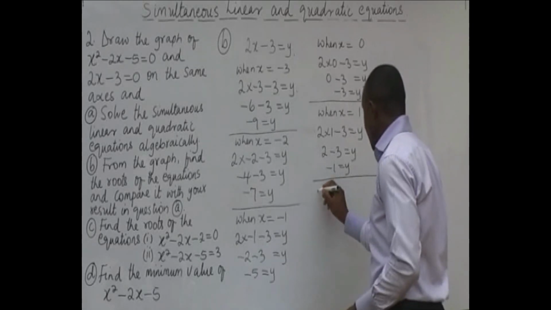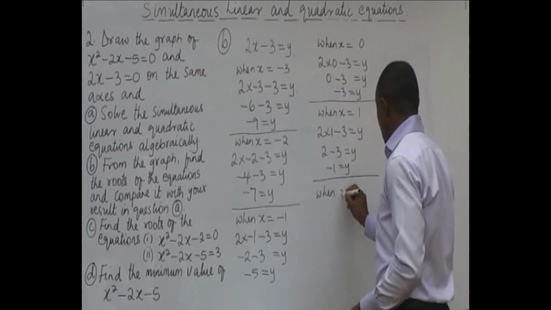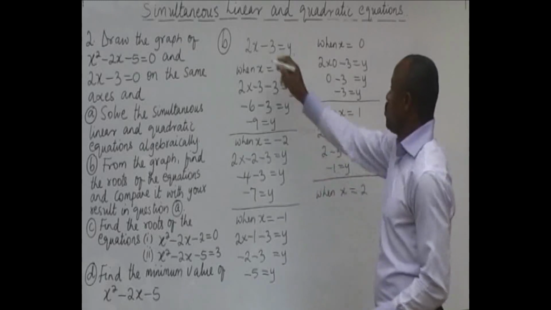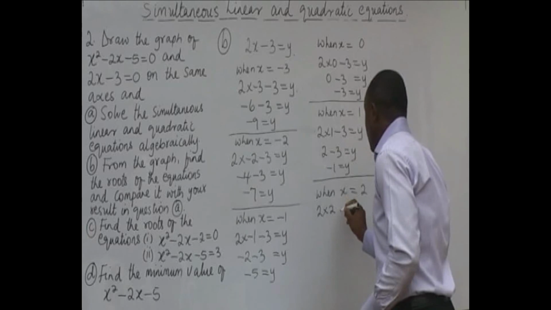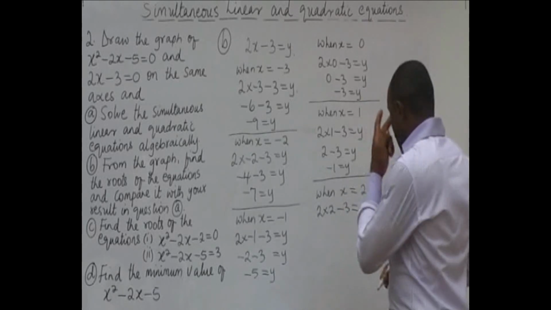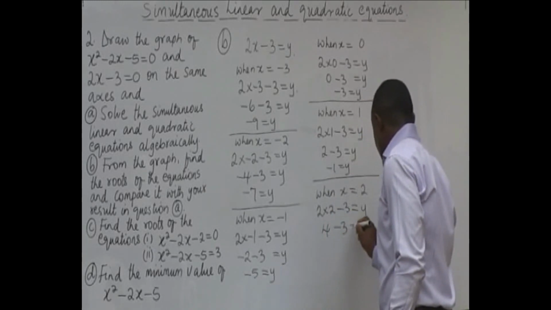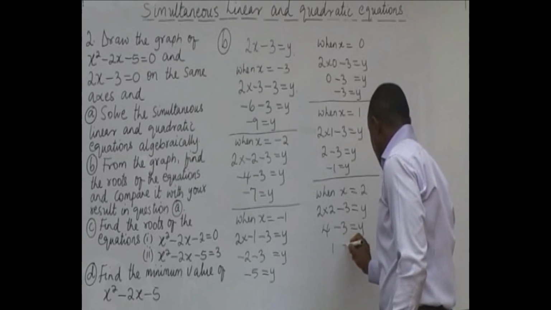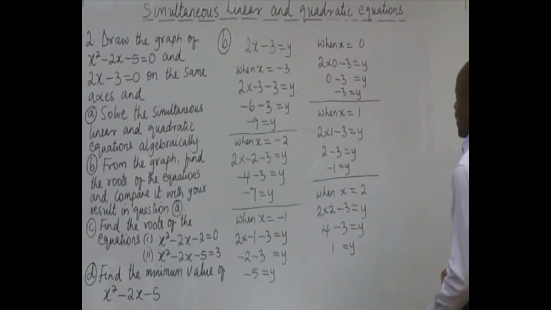The next we're going to take is when x is 2. 2x becomes 2 times 2. Then minus 3 is equal to y. 2 times 2 is 4. Then we have 4 minus 3 is the value of y. 4 minus 3 will give you 1. That means the value of y at this level is 1.